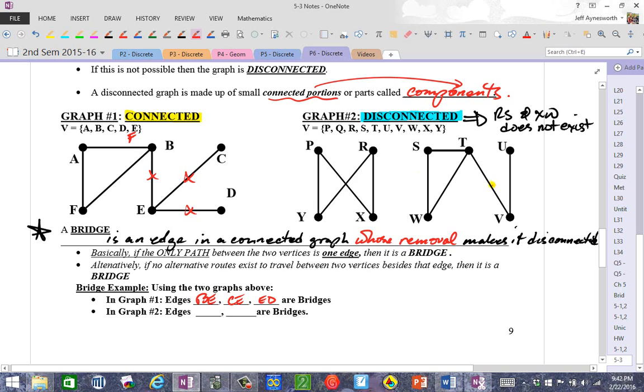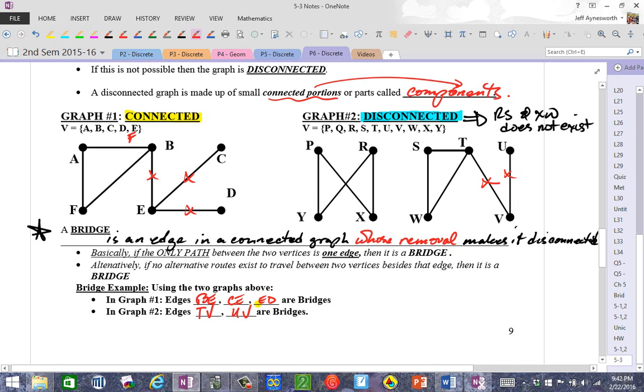If I took out TV, then I'd have two separate components. In fact, I'd have three total. I'd have one, and then two, and then three. So TV is a bridge. Likewise, if I took out UV, then U would be isolated. So UV would also be a bridge.